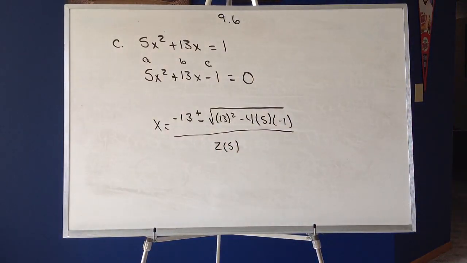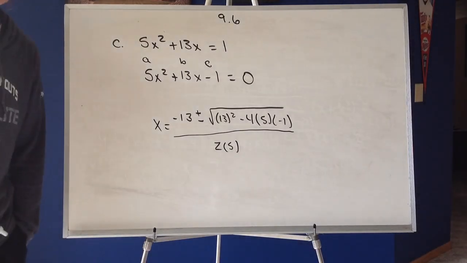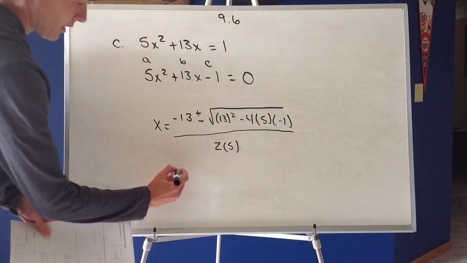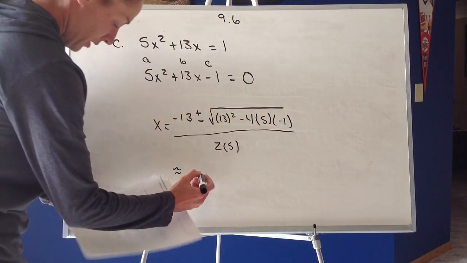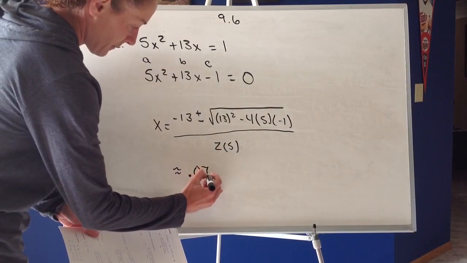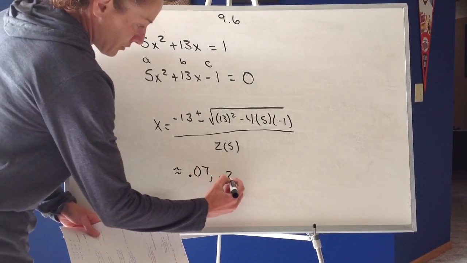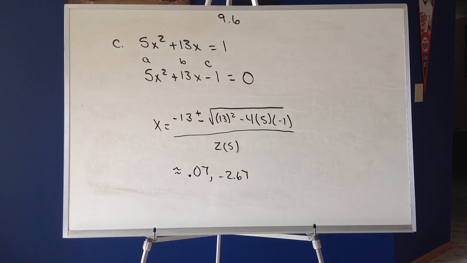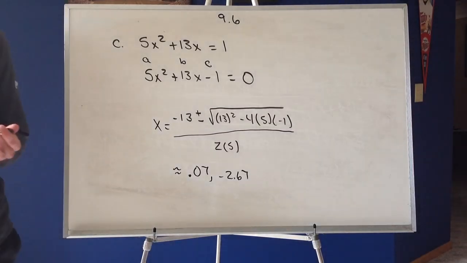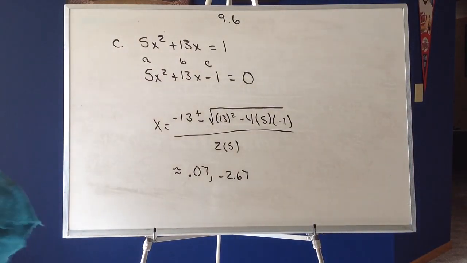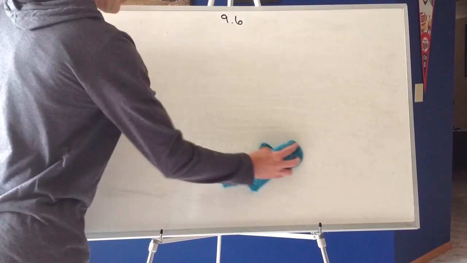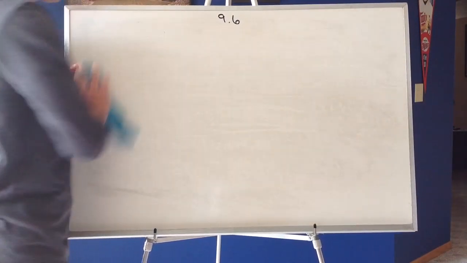Again, you can go ahead and put it in the first time with the plus, the second time with the minus, and you should end up with 0.07 and -2.67 as your 2 answers. Again, if you don't get those, then you want to double check you did your positives, negatives, all that type of stuff correctly. So that sums up the quadratic formula.